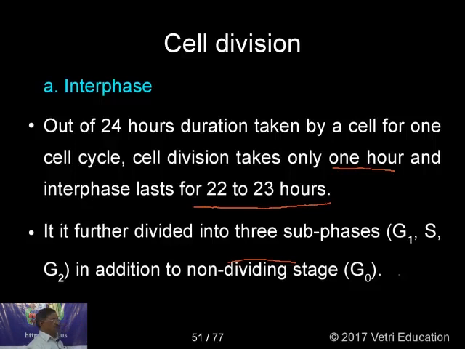It is further divided into three subphases: G1, S, and G2. In addition, there is a normal non-dividing stage, where after attaining a particular stage there is no division. That is called G0 phase.